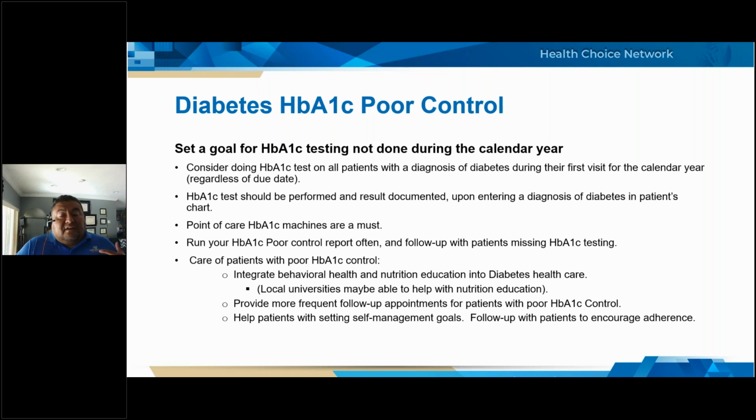And consider care of the patients with HbA1c poor control, using different methods: care coordination, integrating behavioral health, nutrition, some other different types of education and diabetes healthcare, providing more frequent follow-up appointments for these patients, and helping patients with setting self-management goals. Next slide, please.